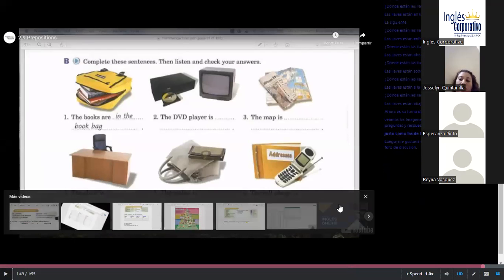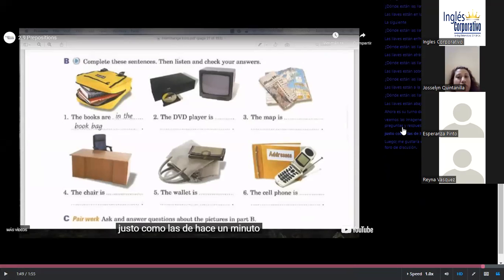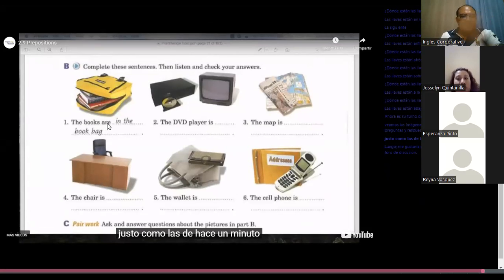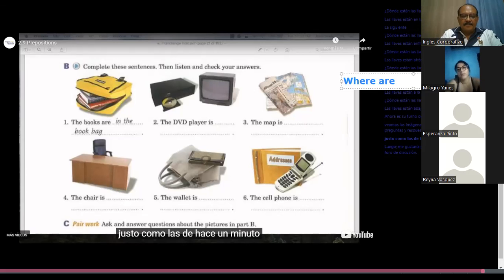For example, if you see picture number one, here it says the books are in the book bag. What is the question? The question would be, where are the books? Okay, this is the question. Esta es la pregunta, okay? Then la respuesta ya está prácticamente escrita aquí, right? The books are in the book bag.